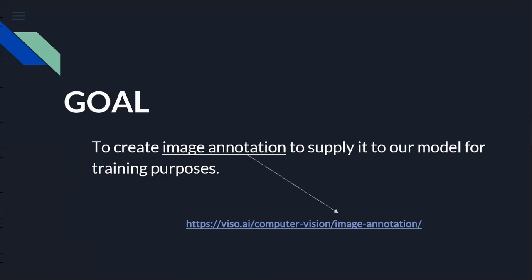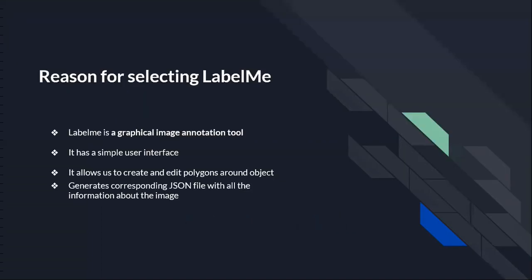To prepare a dataset for instance segmentation, you need to create image annotations, which we will see how this can be done. The tool that I have used to annotate my image dataset is LabelMe. Why have I selected LabelMe? There are other tools as well, like LabelImg, COCO Annotator, etc. LabelMe provides a very simple and easy to use user interface, which allows you to create and edit polygons around the object. Then it generates a corresponding JSON file with all the information about the image, which we will be using while training the model.